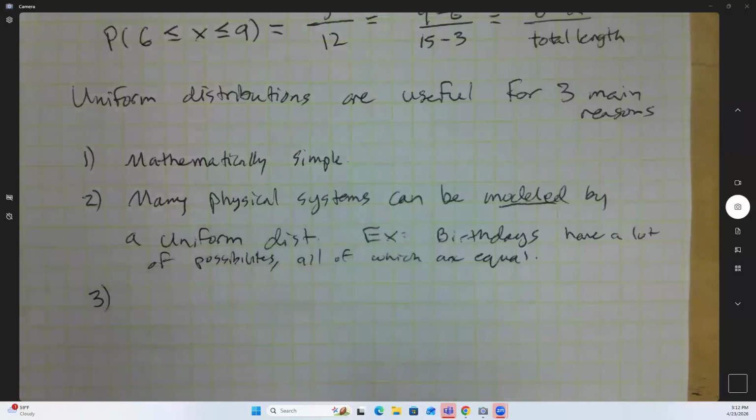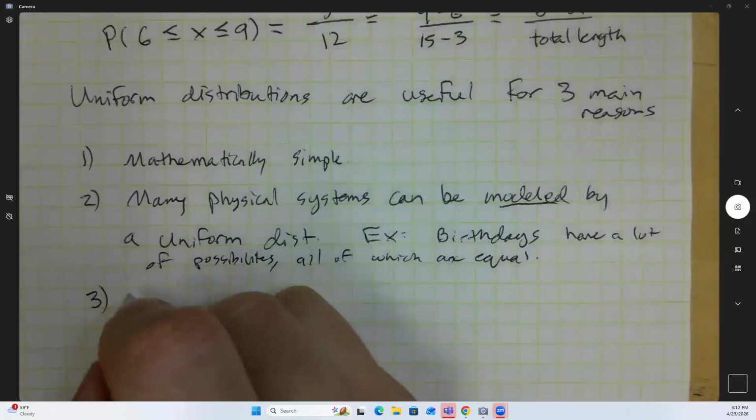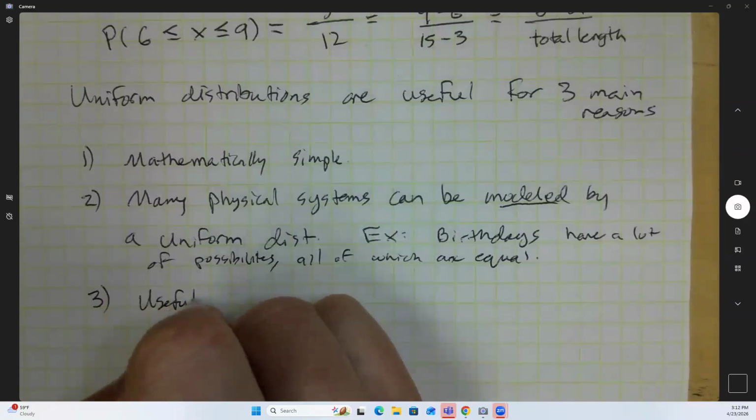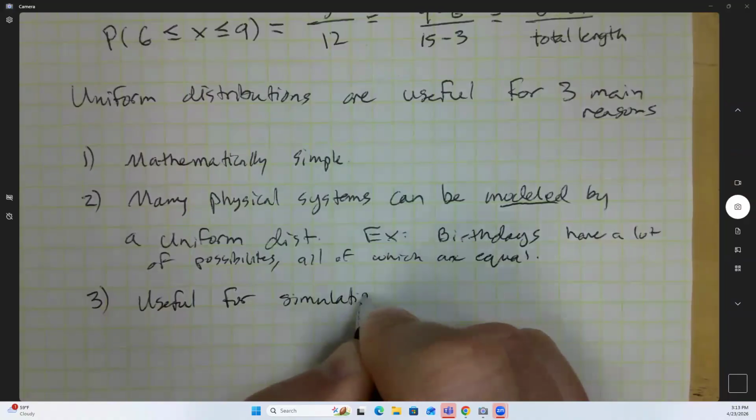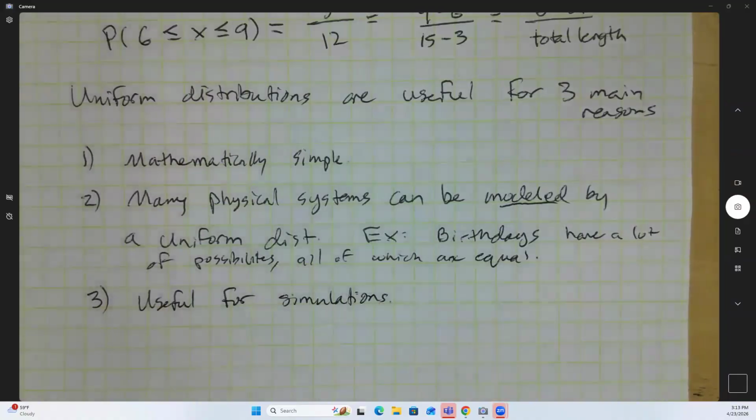And the third reason is they're useful for simulations. A lot of times when we work with data, we want to generate more data to work with, but we can't go out and collect it. So instead, we simulate our data and we use a uniform distribution to simulate data from the data we already have.